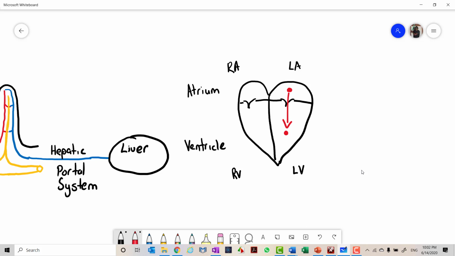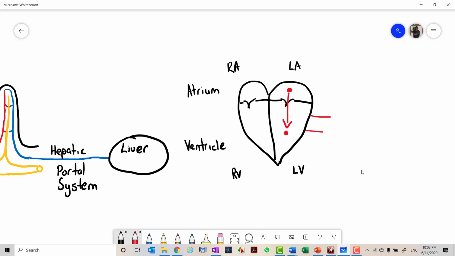Then the ventricle will contract. So the atria contract first, pushing the blood down into the ventricle. Then the ventricle will contract and it will push the blood into the aorta. Now the way I'm drawing is a major misconception. I'm drawing the aorta attached to the left ventricle, which is true. But if you look at an actual model of the heart, which you'll see in the simulation videos, you'll see the aorta is attached to the top of the ventricle.